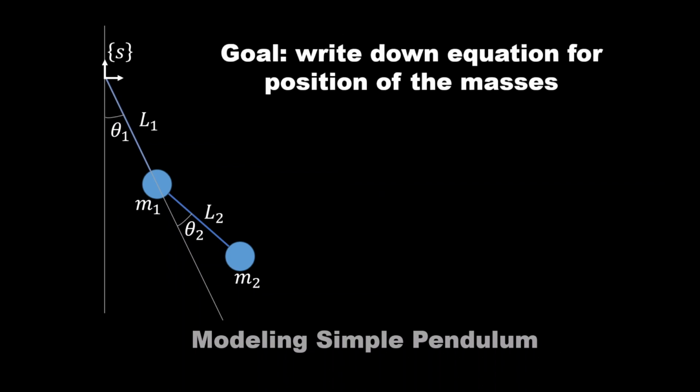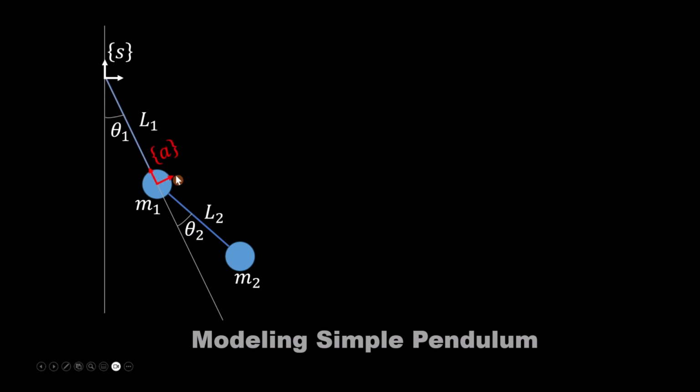Our goal now is to write down equations for the positions of m1 and m2 as a function of theta 1 and theta 2. I'm sure most of you could go ahead and just write down the equations for m1 and m2, but I'm going to show you a very elegant way that we often do this in robotics. We're going to do this using something called coordinate transforms or homogeneous representations. We're going to get started by defining this A-frame to be the position of mass 1.